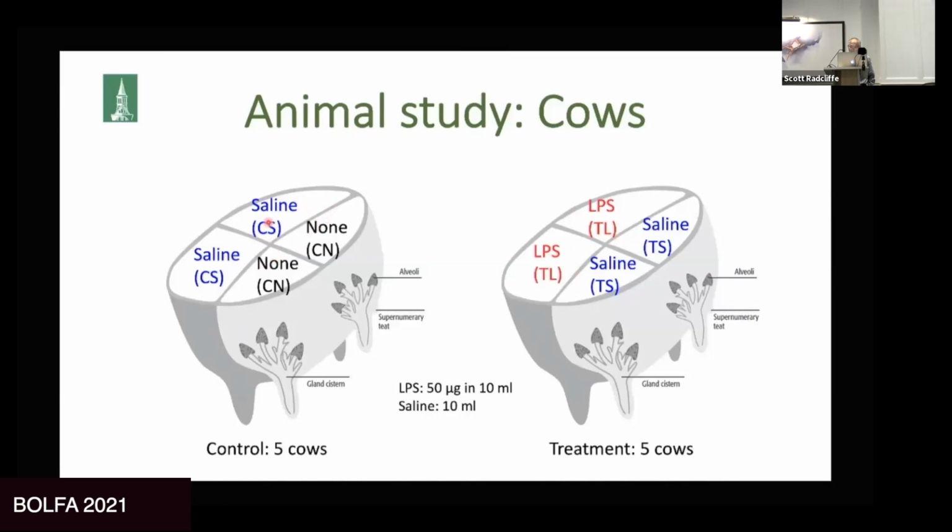So the advantage for this model is we can compare the LPS injected one to TS, which is the local effect. However, we can compare TS to CS. That will indicate a systemic effect. So that's a very unique design for this experiment.